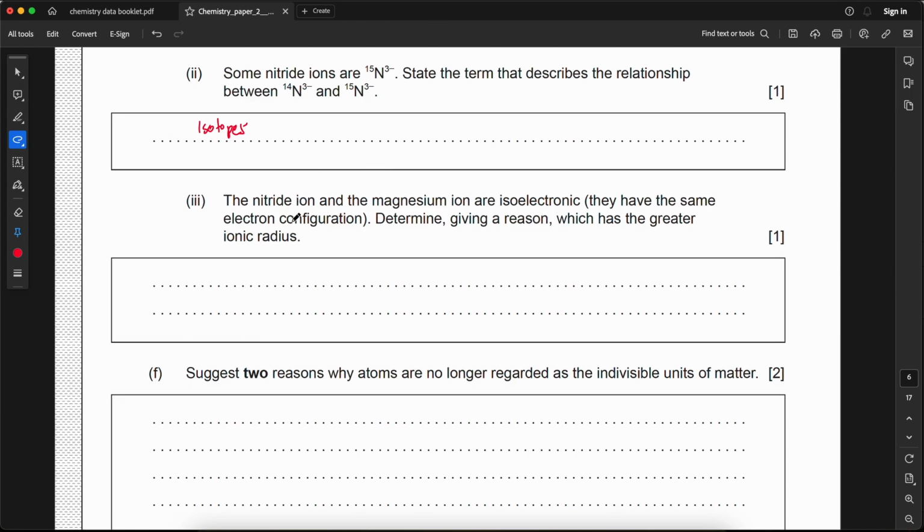The nitride ion and the magnesium ion are isoelectronic. They have the same electron configuration because the nitride ion's atomic number is 7, so the electron number will be 10, and magnesium is 12 minus 2, so the number of electrons will be 10 as well. Determine, giving a reason, which has the greater ionic radius. Nitride is negative, with 7 electrons and then adding 3 more, so of course its ionic radius will be bigger compared to the one that loses electrons, like Mg.